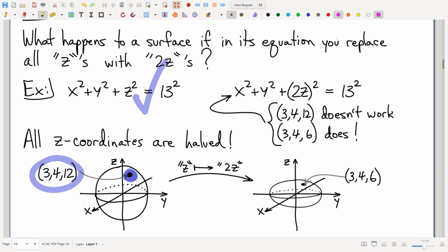And that is, what if I looked at this point here instead, where I look at a 6, where the 12 had been? Keep in mind, the arithmetic that works is 3 squared plus 4 squared plus 12 squared is 13 squared. So trying to plug in this point, 3 squared plus 4 squared plus, okay, wait a minute, 6 times 2 is 12 that gets squared again.